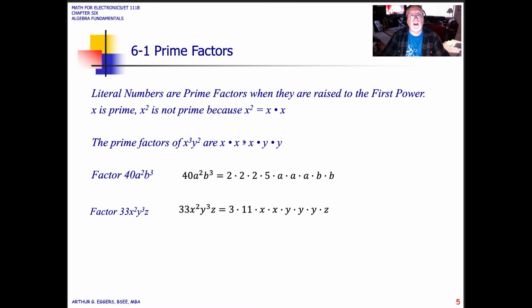So as we look at the terms here for prime factors, x cubed, y squared as an example, we can see we have 3 x's and 2 y's, okay? In the example here, 40a squared b cubed, we have 2 times 2 times 2 times 5 times a times a, and so on. Okay, so all of those can be factored down to their primes. By themselves, they are not primes.